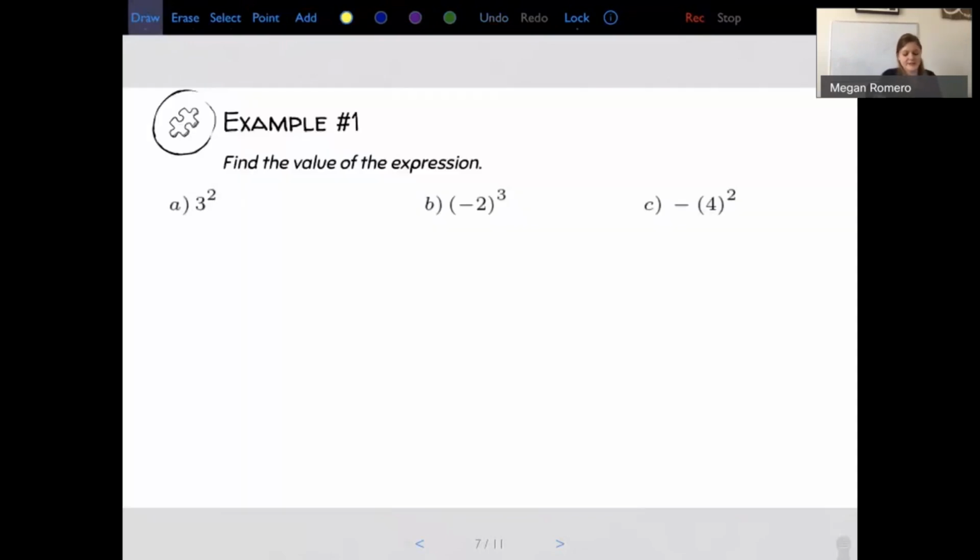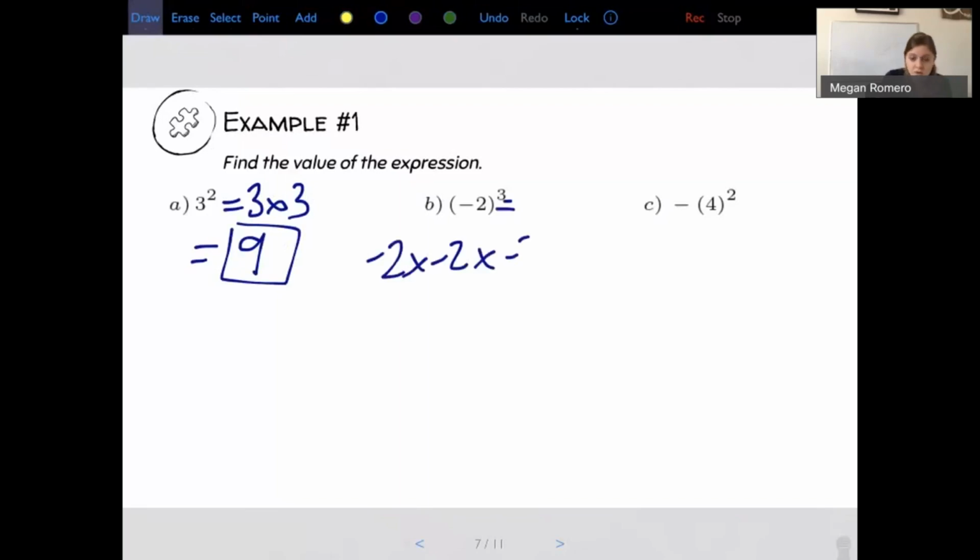Let's do a couple of examples of finding the value of the expression with exponents, and then we'll go to problems regarding order of operations. So part A, oops, I already gave it away. 3 squared is 3 times 3, which is 9. In part B, notice how there's parentheses around -2, which means that -2 is our entire base. So in this case, this means -2 times -2 times -2, which is -8.